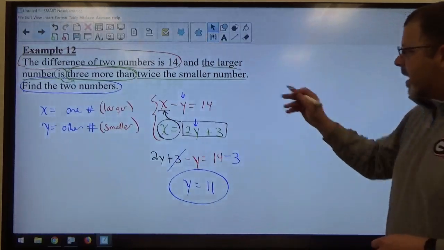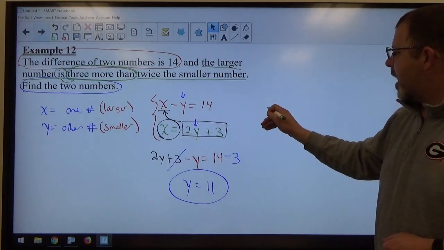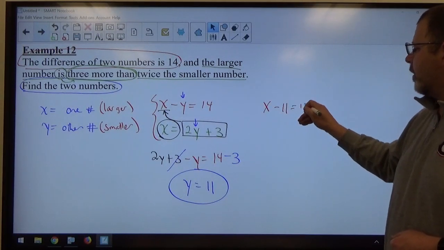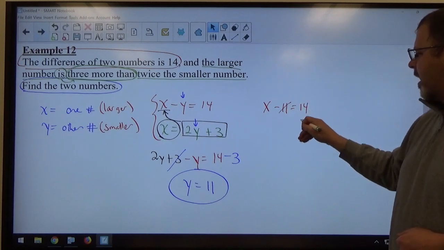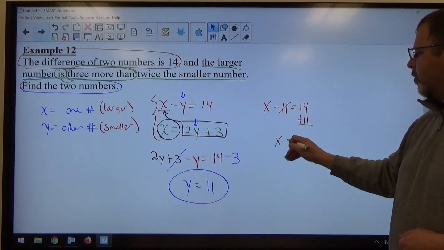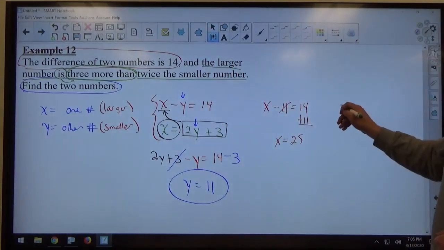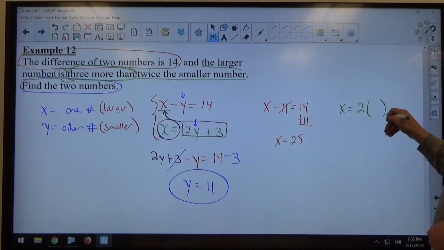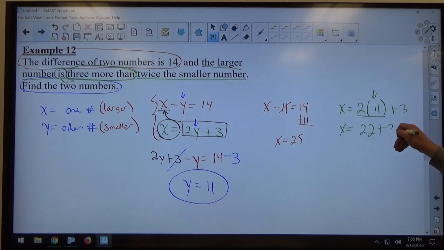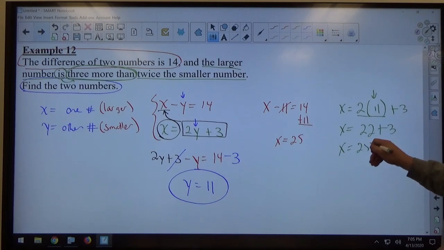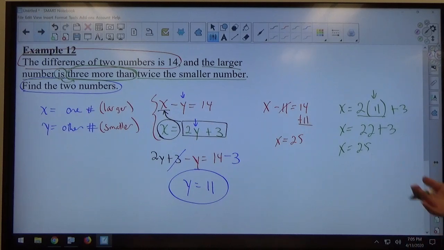So it says x minus y equals 14, so x minus 11 equals 14. We move the 11 to the other side. x must equal 25. If I go to the bottom equation, x equals 2y plus 3, but instead of y, I'm going to put 11. Order of operations says multiply first, and 22 plus 3 is 25. Either way we do it, we get x equals 25. So again, it really doesn't matter which one you go back to. In this case, they're both pretty simple, so going back to either one is fine.